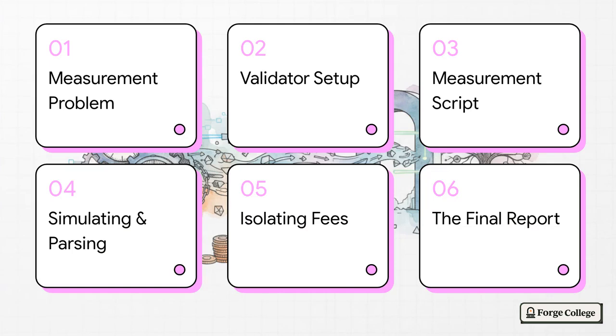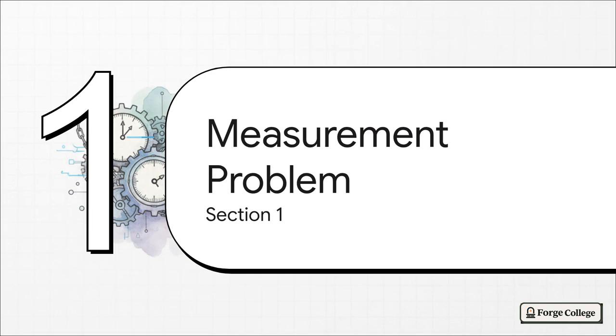Okay, so here's our game plan for today. We'll quickly look at the cost measurement problem, set up our local validator, build out a measurement script, jump into simulating and parsing, figure out how to isolate our fees, and finally wrap it all up with a clean final report. Let's kick things right off with Section 1, the cost measurement problem.